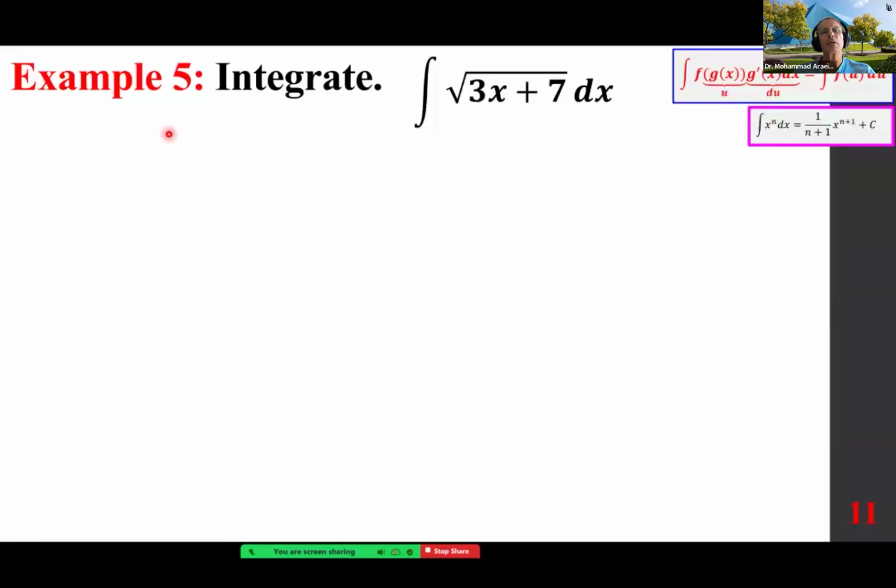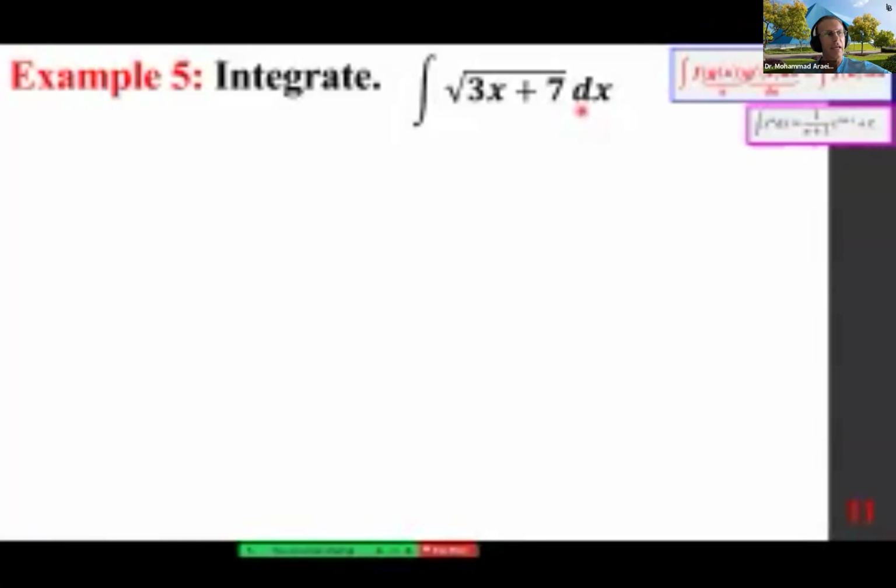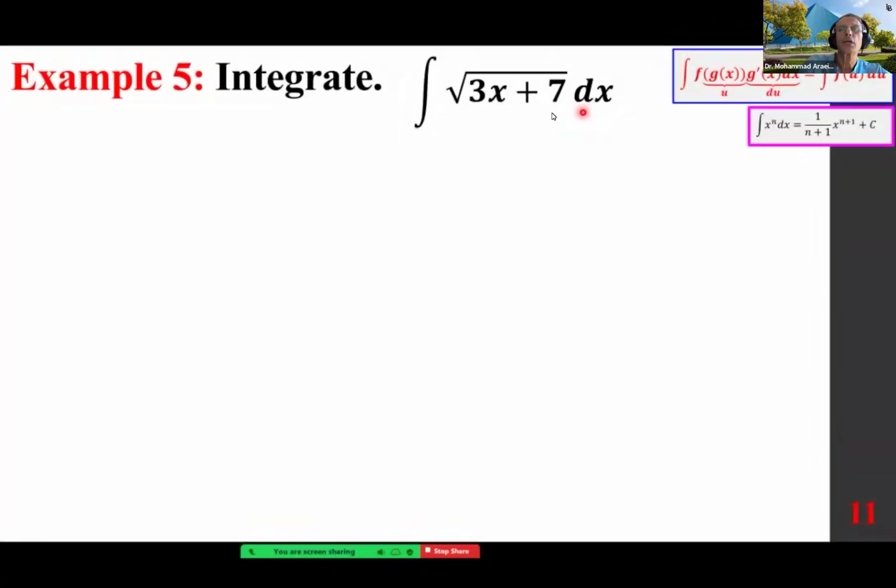Here's an example. We want to integrate the integral of square root of 3x plus 7 dx. So, 3x plus 7 is a choice of u. The derivative is 3. Therefore, du is 3 dx. Now, I'm going to show you two methods. In most texts, they solve for dx, but I've shown you an easier way.